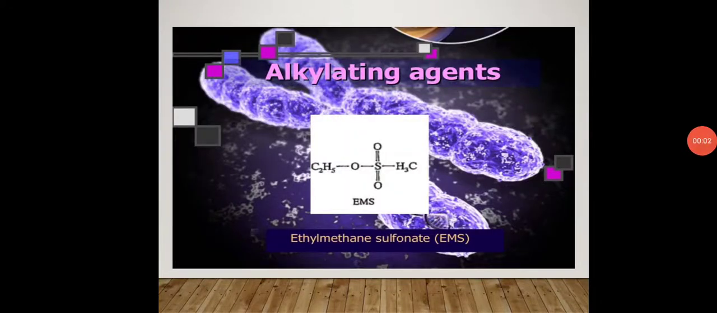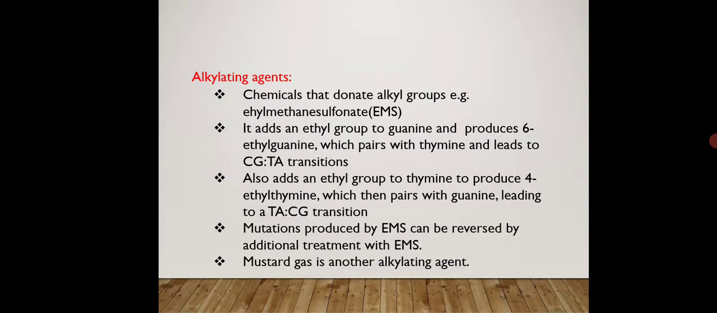Welcome dear students. In this lecture we are going to see another chemical used as a mutagen, and that is termed as ethyl methane sulfonate, which is an alkylating agent. Okay, so EMS, that is ethyl methane sulfonate. In this alkylating agent, the alkyl group is very important. Alkyl group, this is the functional group that contains carbon and hydrogen. Okay, so for alkylating agent, the example is ethyl methane sulfonate.